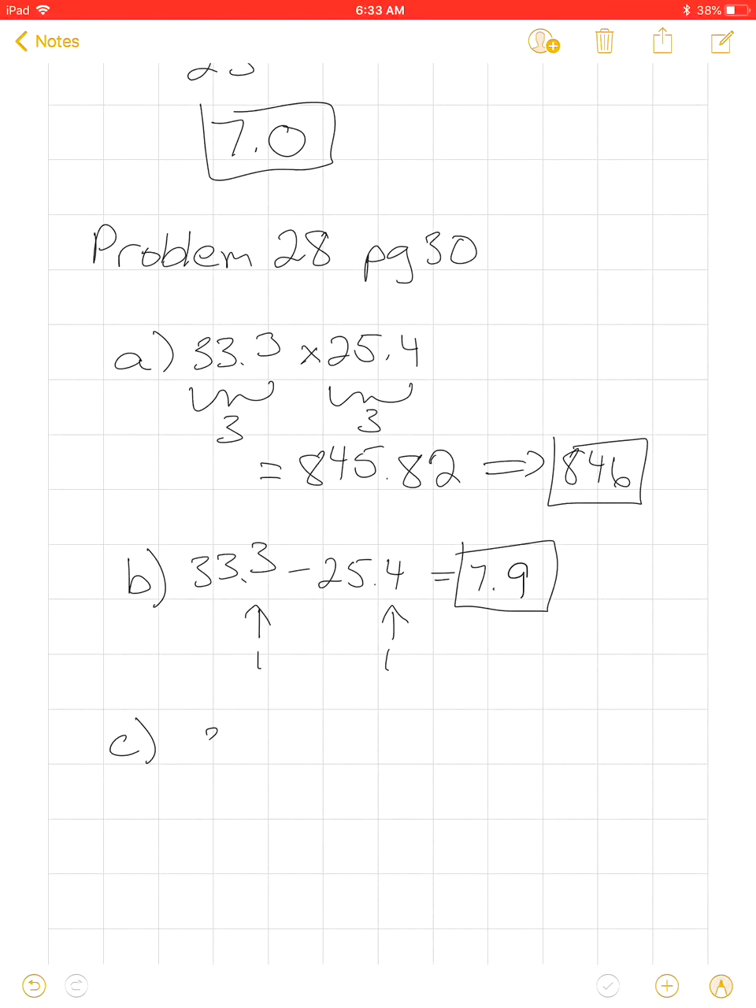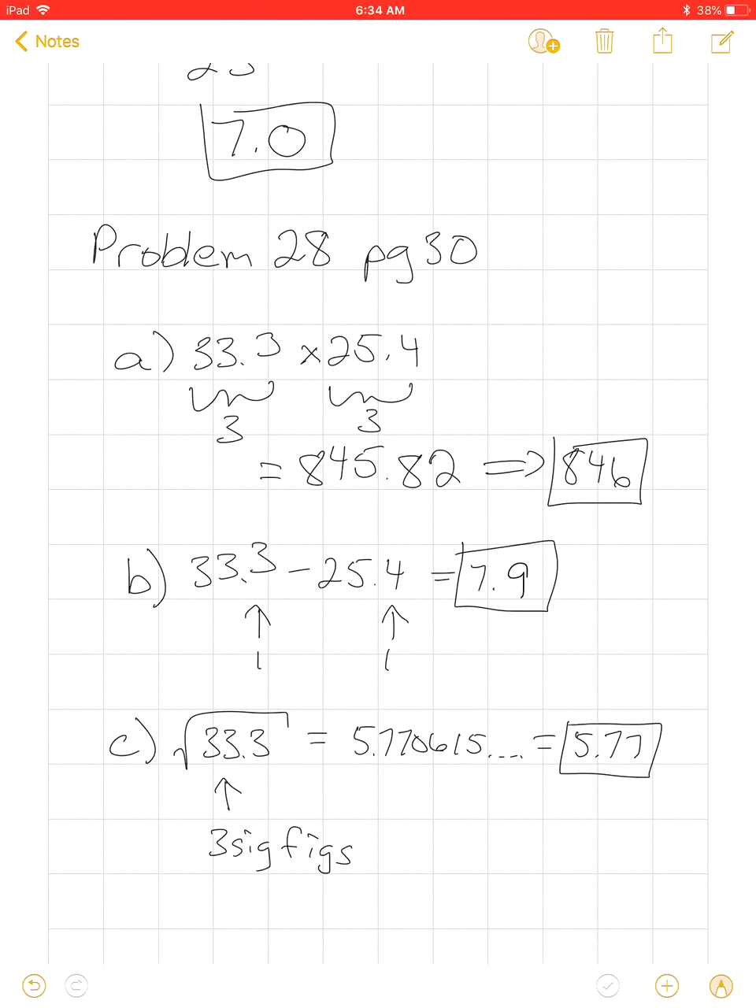Part C, we have the square root of 333. Well, we treat the square root operation like a division, okay? And since this has 3 significant figures, then our answer should also have 3 significant figures. If I perform the calculation on my calculator, I get something like 5.770615, okay? So we're going to round this to 3 sig figs, so we should just end up with an answer of 5.77.